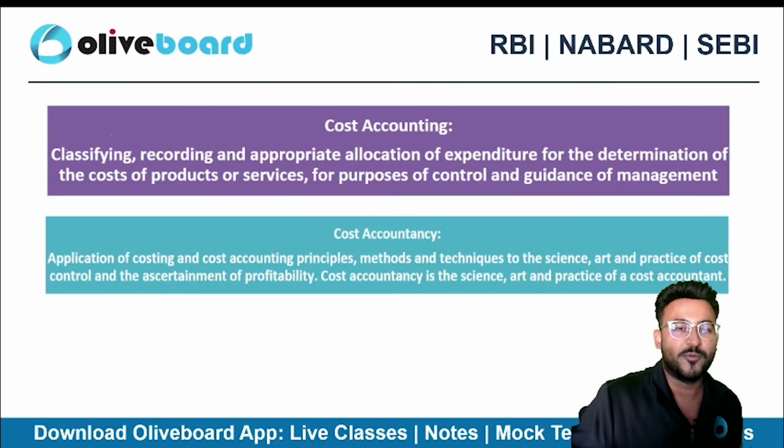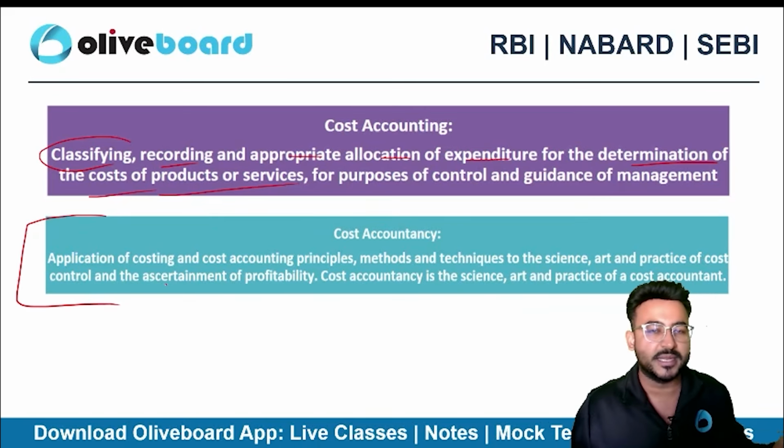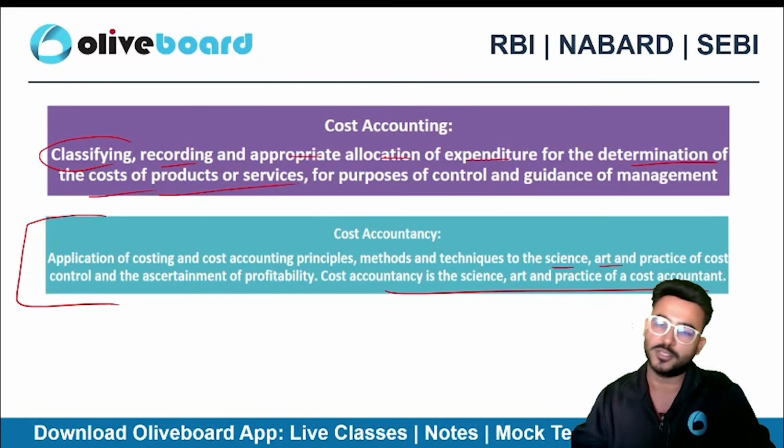Cost accounting involves classification, recording, appropriate allocation of expenditure, and determining the cost of the product. Cost accountancy, on the other hand, is a separate thing. It's an art, it's a science, and a practice of cost accountants, right?